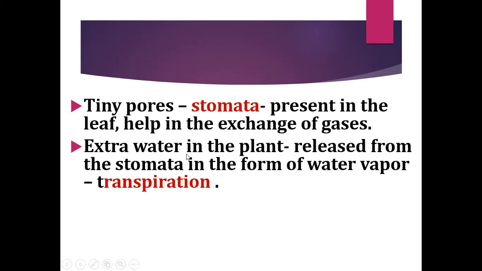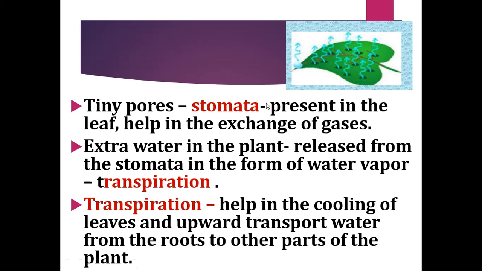Next, extra water in the plant will be released from the stomata in the form of water vapor. So plants take water for their growth, and the extra water will be released from the stomata in the form of water vapor. The process is called transpiration. So what is the use of transpiration in the plant? Transpiration helps in the cooling of leaves and the upward transport of water from the roots to other parts of the plant.